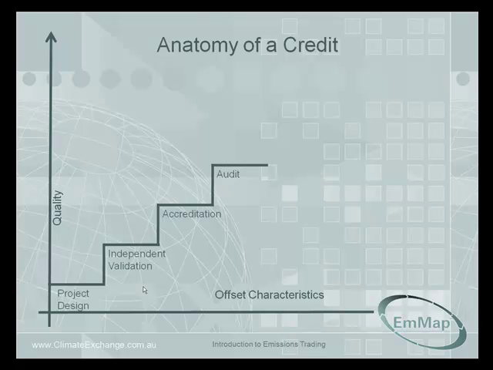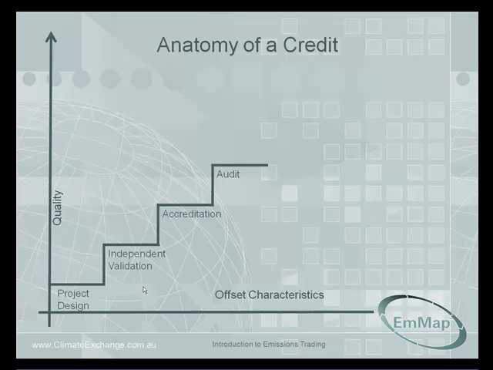Once the project is up and running and you're measuring the amount of CO2 equivalent that is being avoided or sequestered or taken out of the atmosphere, those measurements are then collated, and then they need to be audited, or as it's often referred to, verified. Once again, the verification report must be carried out by an independent auditor who is qualified under and accredited under the scheme.